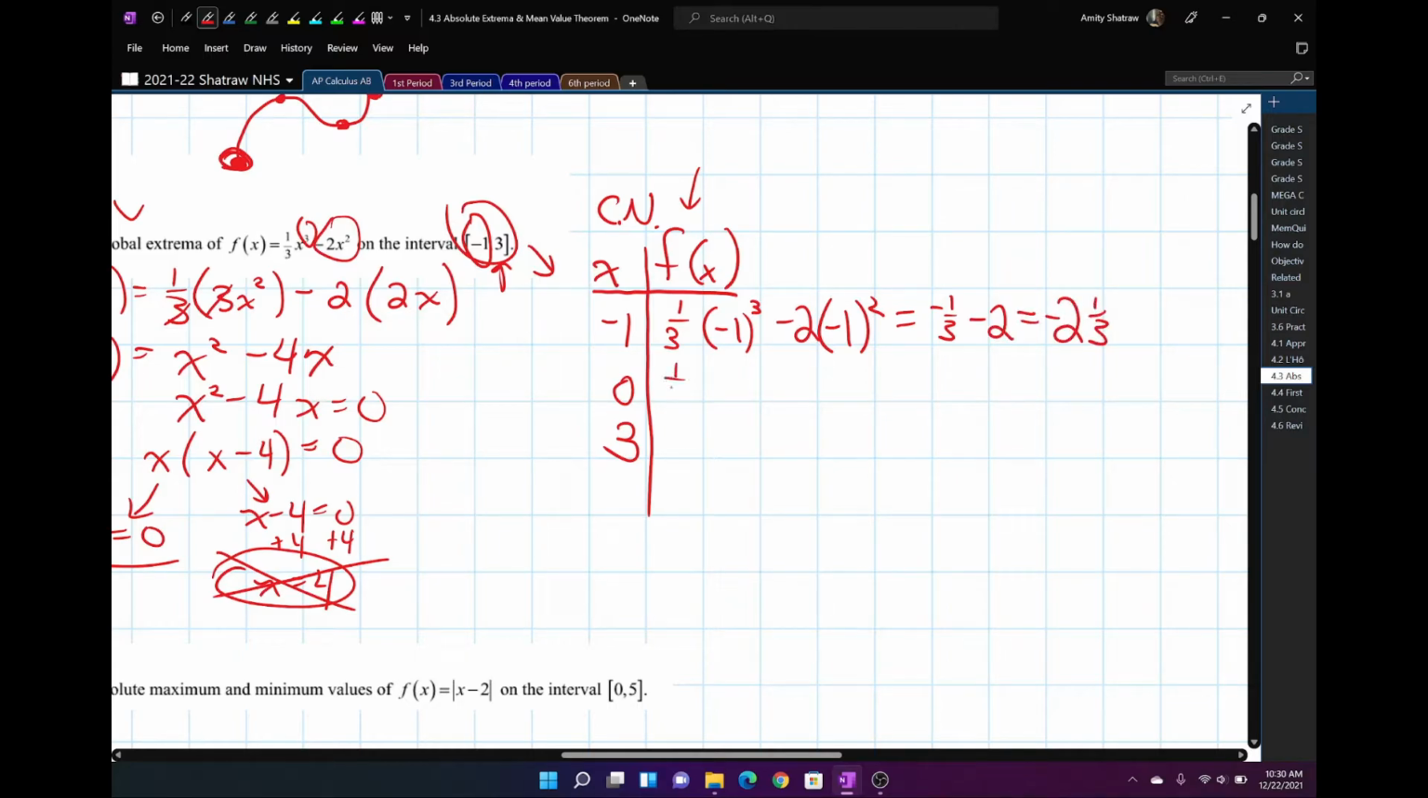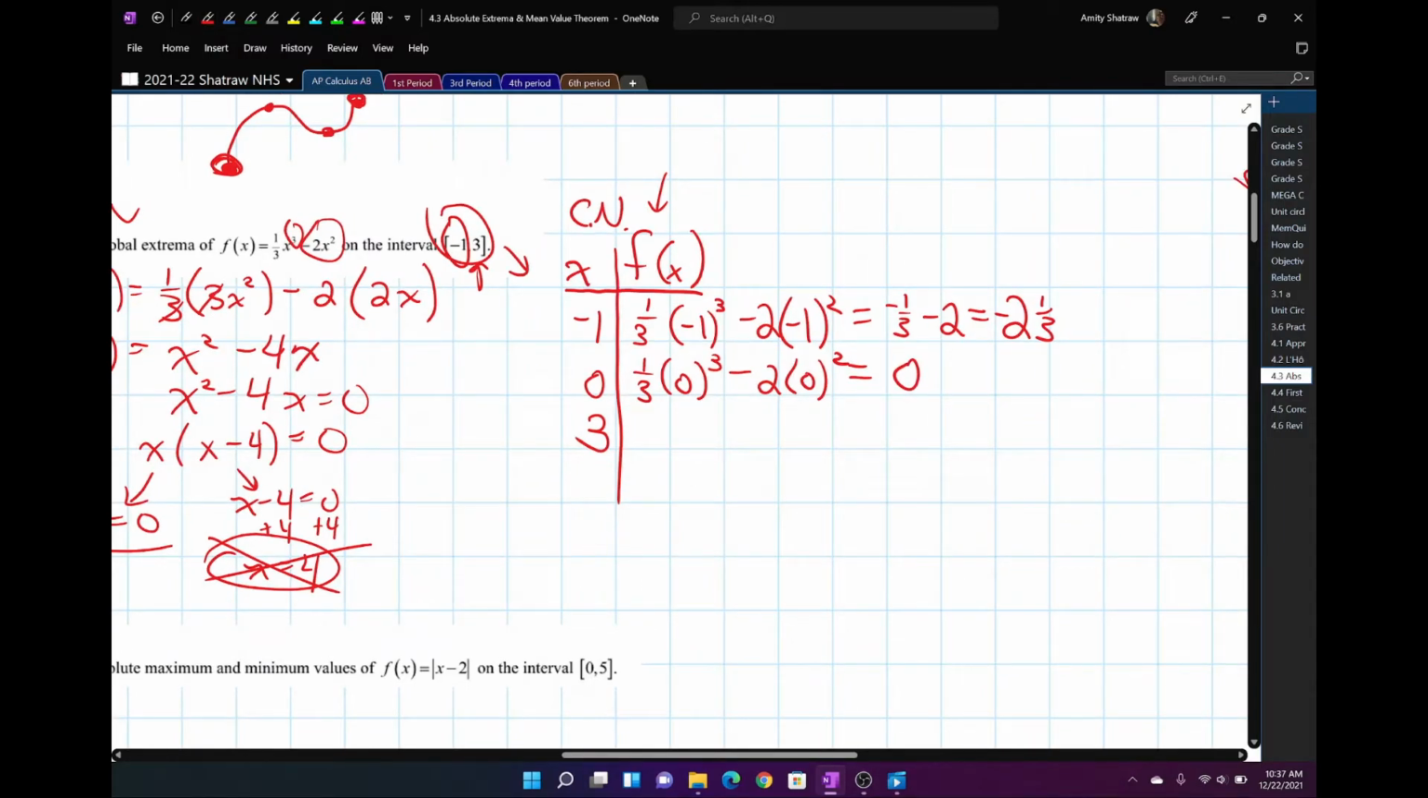What happens when I plug in 0? Well, I get 1/3 times 0 cubed minus 2 times 0 squared. That's going to end up being 0. Then I can check 3, and I get 1/3 times 3 cubed minus 2 times 3 squared. That's 27 over 3, which is the same thing as 9. And then 9 times 2, make it negative, is negative 18. And so I end up with a negative 9.